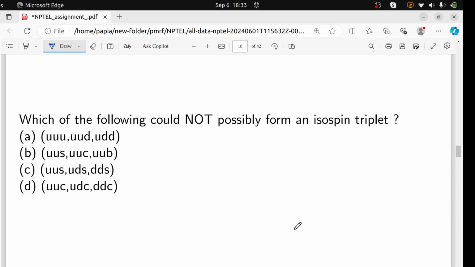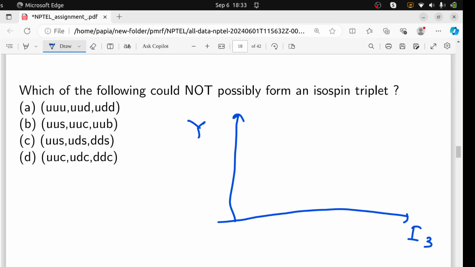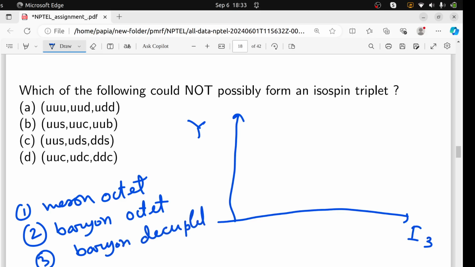Okay, so how do we know which one will be an isospin triplet or not? First of all, just remember this plot again, I3 versus Y. Obviously, there are 3 types of plot in particle physics, right? One is the meson octet, another one is the baryon octet, another one is the baryon decuplet. So these 3 are there in our particle physics Y-I3 plot, right?